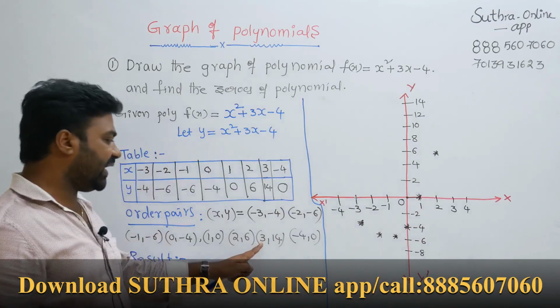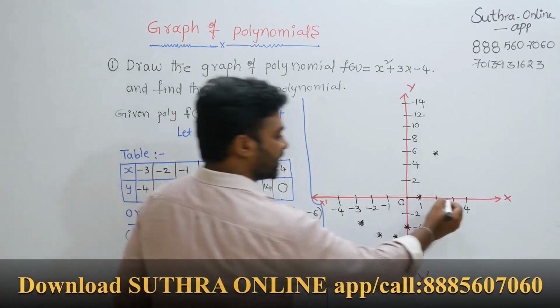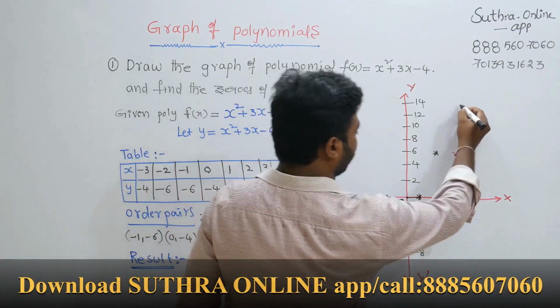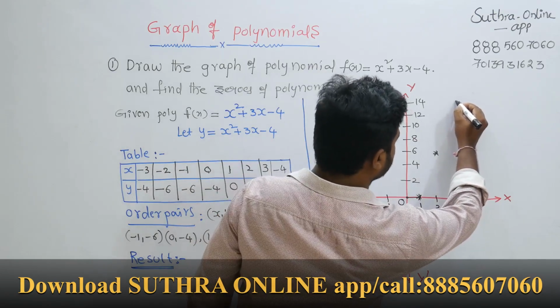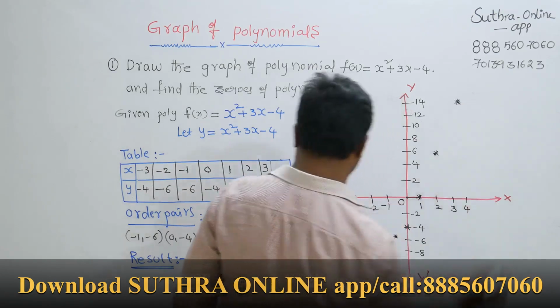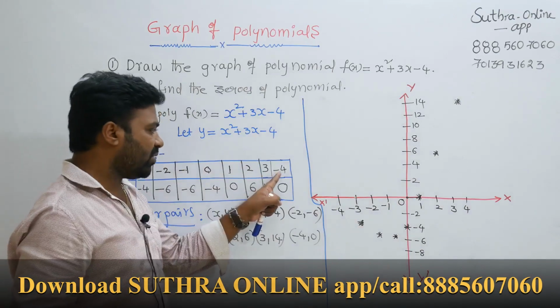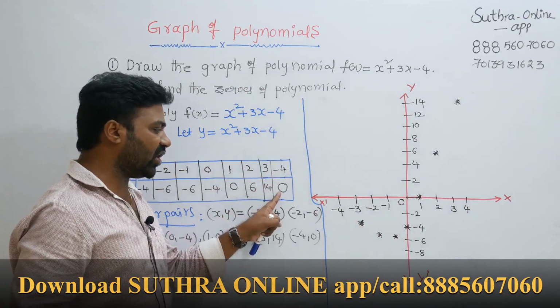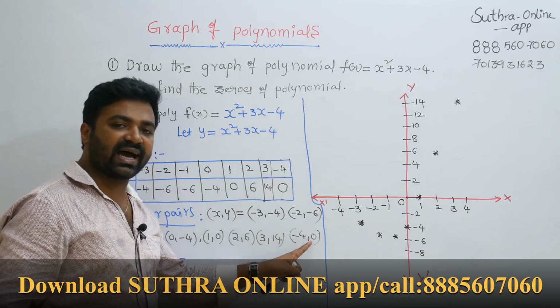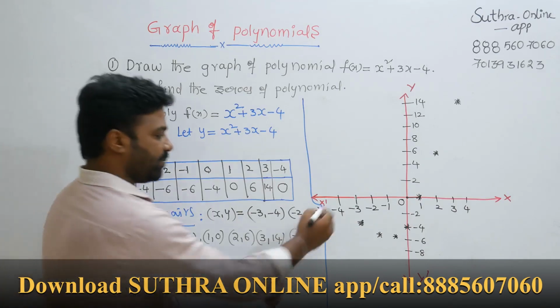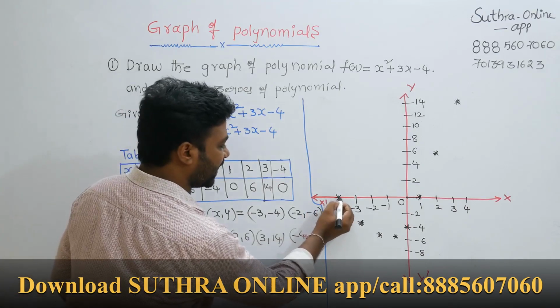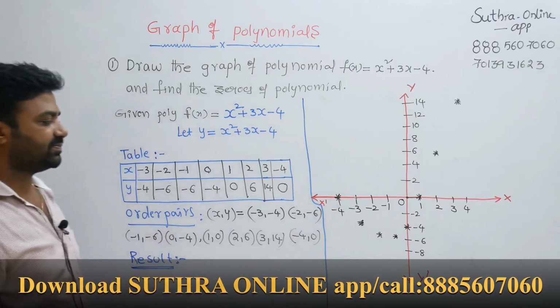Then here we can take x coordinate 3, y coordinate 14. So x equal to 3, y equal to 14. Then this is 3 comma 14. Again my x is -4, y is 0. Y 0 means it lies on the x-axis. -4 comma 0 here, like this.